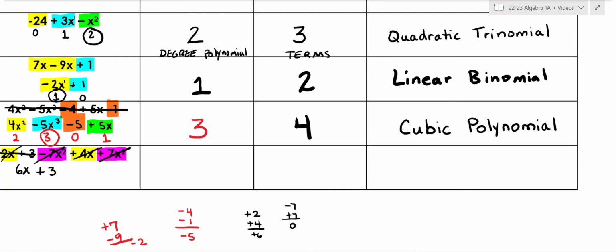All right, so we're done with this work over here. We're left with 6x plus 3. All right, so now let's classify this baby. We have a 6x and we have a +3. Okay, let's go. 2 terms.